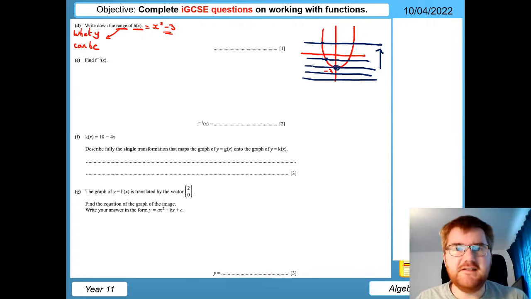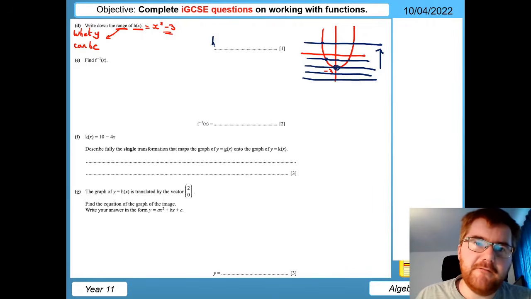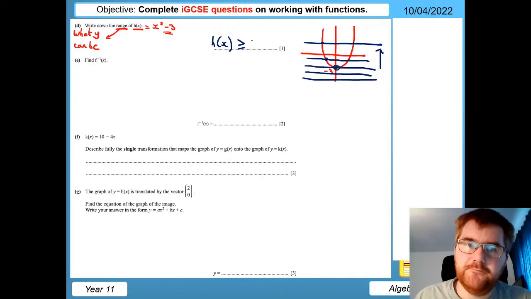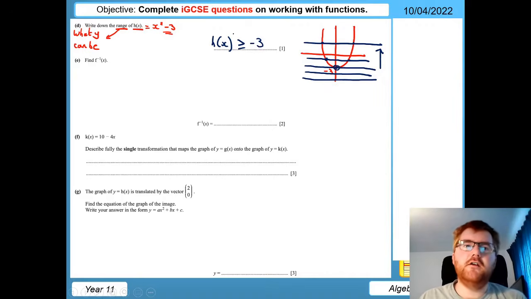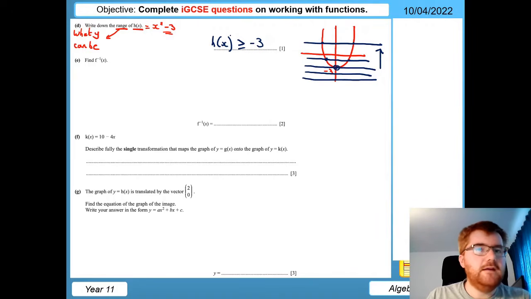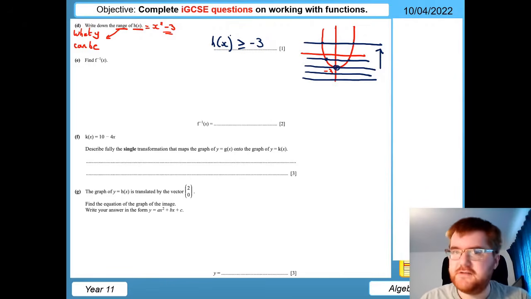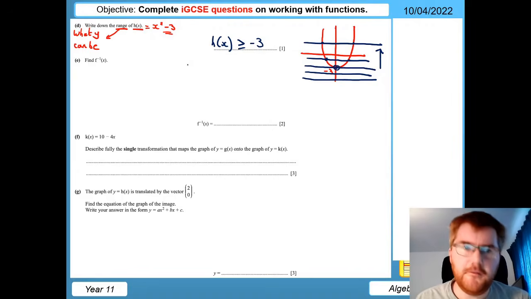Now, how do I write that in the right notation? Well, I write down the function h of x is greater than or equal to, because it's allowed to touch -3 as well, -3. So whenever they ask you a range or domain question, this is what they're asking for. For the range, what can y be? Draw horizontal lines and see when you touch it. For domain, what x can be, you draw vertical lines and then you see what you can touch there. Hopefully we'll see a question later on where we talk about the domain as well.